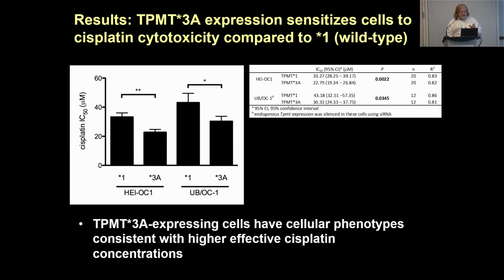There were significant differences in the IC50 concentration in both cell lines in the patients that had these low activity TPMT variants. So they have this cellular phenotype consistent with essentially higher effective cisplatin concentration. So maybe these variant carriers need less cisplatin than the others because they have effectively higher concentrations. That's one idea, at least in the middle ear.